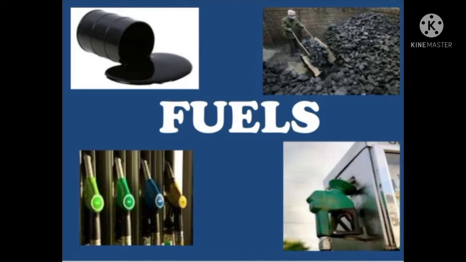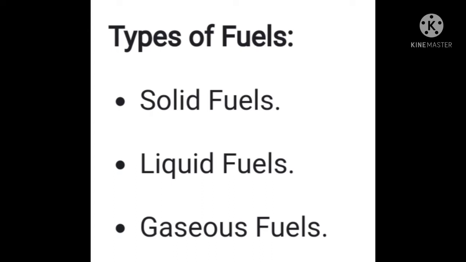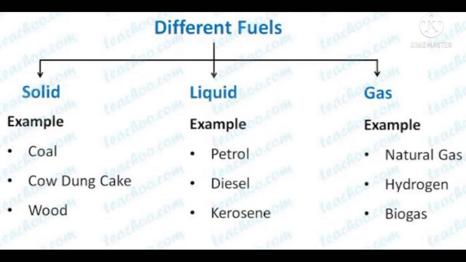Then we learnt about the types of fuels. There are three types of fuels, children. What are they? Solid, liquid and gaseous fuels. Then we learnt about each fuel in detail with examples. Solid fuels are fuels which are used in solid form. Some examples are coal, cow dung cake, wood and many more.